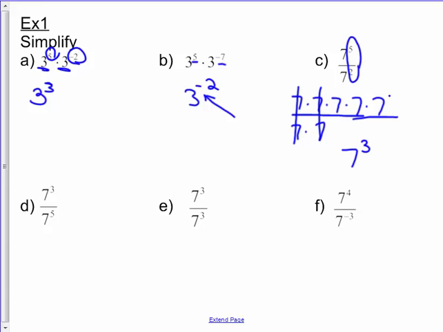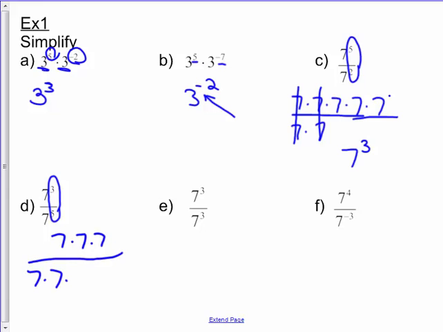Now, what's the shortcut here? If I have 5 on top, 2 on the bottom, where do I have more of them? I have more on top. How many more? 3. I could subtract these. 5 minus 2 is 3. I'm going to use that same idea here and do 7 to the 3rd.